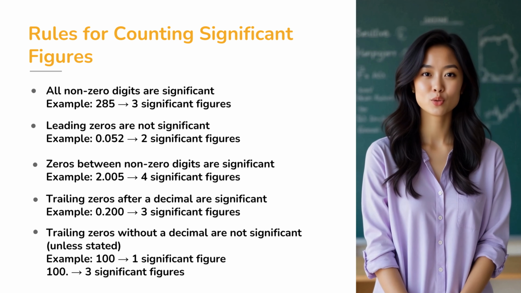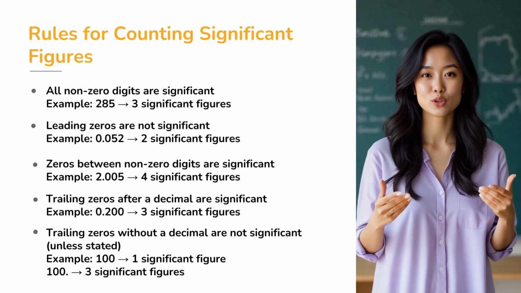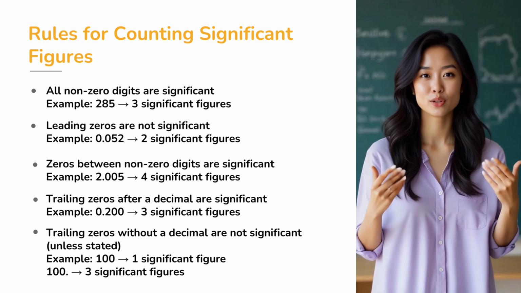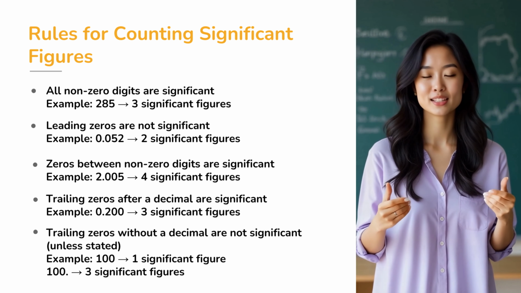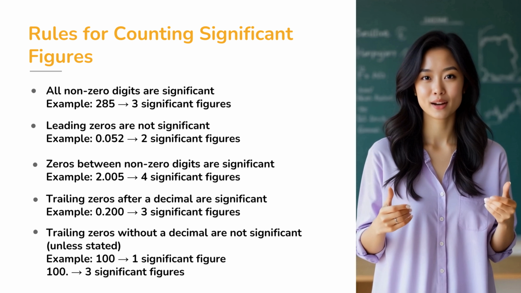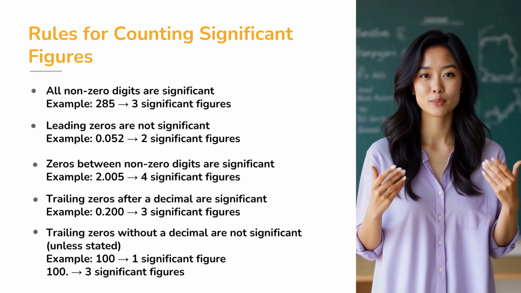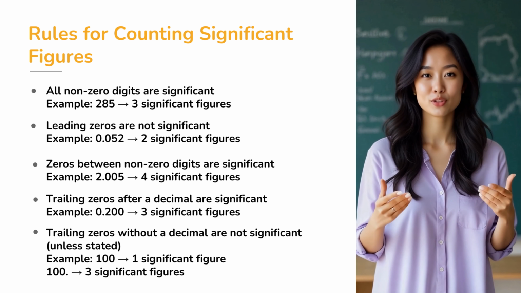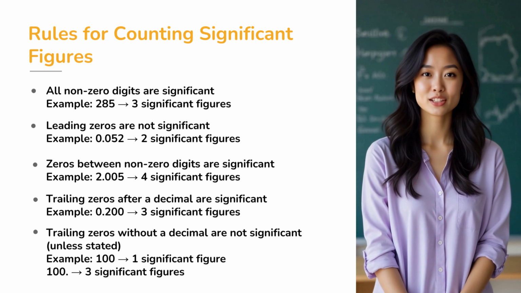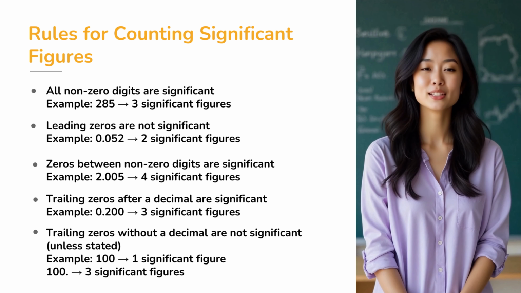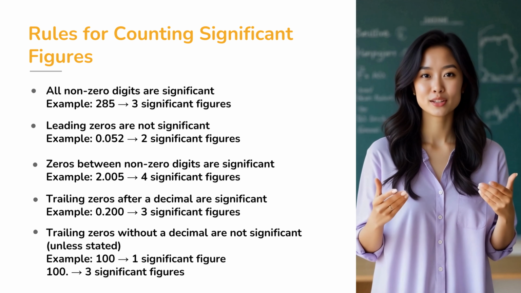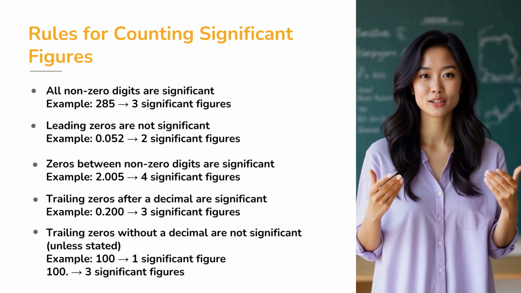Let's break down the rules of significant figures so you'll always know what counts. All non-zero digits are significant. Example, 285 has 3 significant figures. Leading zeros are not significant. Example, 0.052 has only 2 significant figures. Zeros between non-zero digits are significant. Example, 2.005 has 4 significant figures.